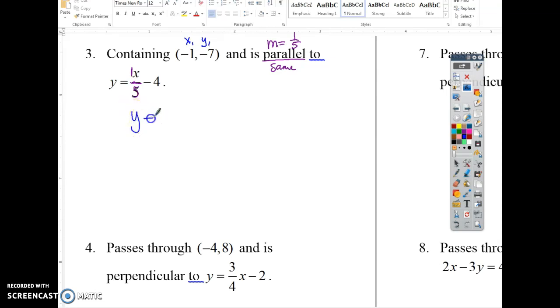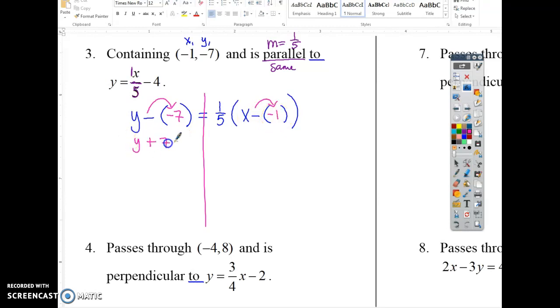So the formula says y minus y1 equals the slope, which is 1/5, parentheses, x minus the x1. I skipped a step, so we just plug in our numbers already. What am I going to plug in place of y? The -7. And what am I going to plug in place of x? -1. So those signs are going to change, right? That becomes a +7 and that becomes a +1. So I have y plus 7 equals 1/5, parentheses, x plus 1.